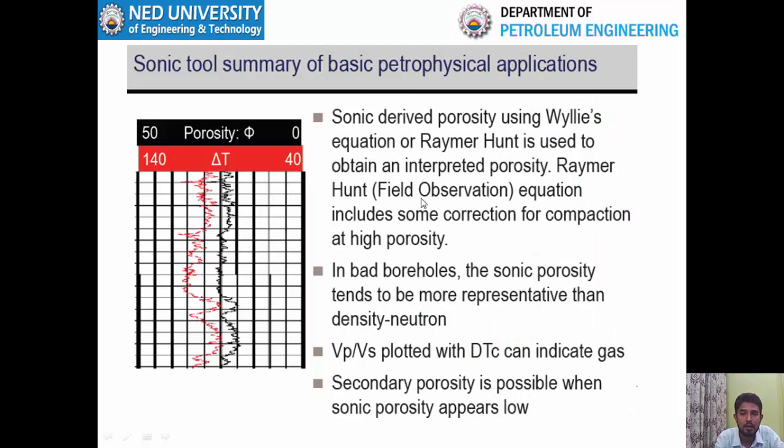So when Vp upon Vs is plotted and the point falls on the bottom right, it will indicate the gas zone. This is a summary from the sonic tool: from a sonic log you derive porosity using the Wyllie time equation or Raymer-Hunt. Again, we will be using the Wyllie time equation for this course only. In bad holes, the sonic porosity is more representative than the density neutron plot, and a plot of Vp upon Vs versus transit time can indicate gas. Secondary porosity we can identify through sonic porosity.